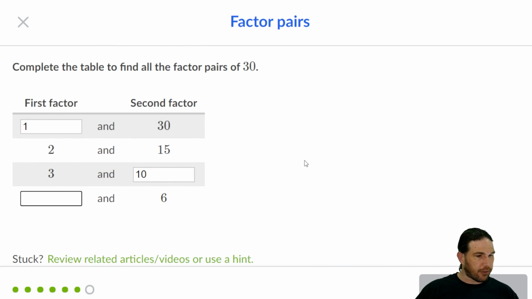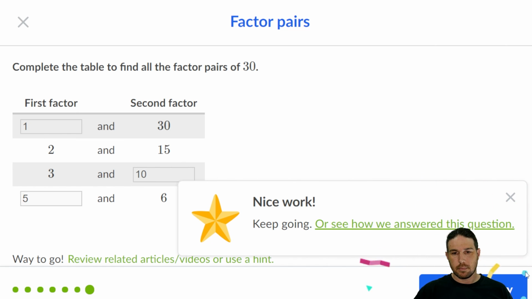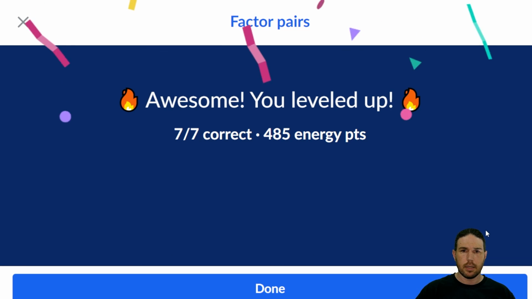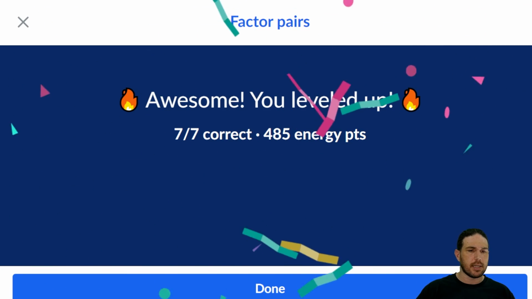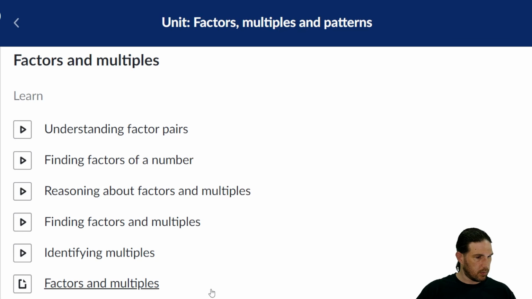And I want to say 30 is 5 times 6. Nice. Not bad. Factor pairs are done. What do we got next?